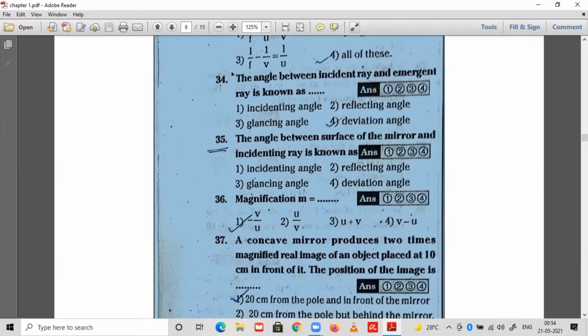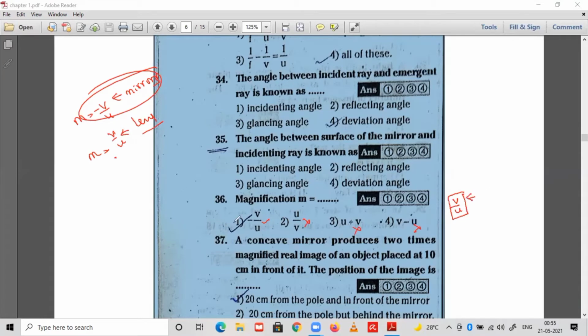The magnification, see, remember children, the magnification m is equal to minus v by u for the spherical mirrors, and m is equal to v by u for lens. Since we are discussing the mirrors concept, and moreover, once check the options: minus v by u is the correct formula. u by v is wrong. u plus v, wrong. v minus u is also wrong. In the options, we don't have v by u. So we can write minus v by u as the correct option.